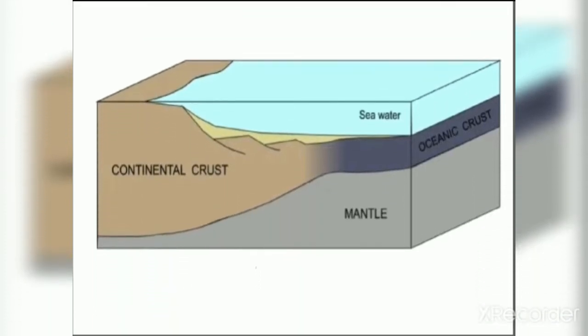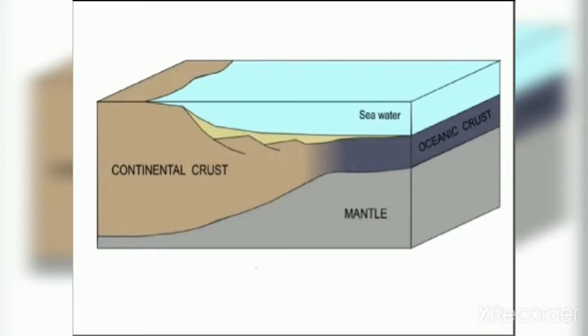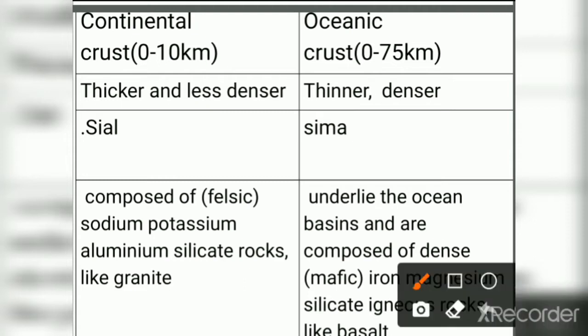So this is a figure of Earth's crust. Here you can see the continental crust and the oceans are underlain by oceanic crust. The Earth's crust is divided into continental crust and oceanic crust. Continental crust extends from 0 to 75 kilometers, while the oceanic crust extends from 0 to 10 kilometers. The continental crust is thicker, less dense, and mainly formed of silicon and aluminum. That's why it's notated as SiAl. And oceanic crust is thinner, denser, and its main composition is silicon and magnesium.